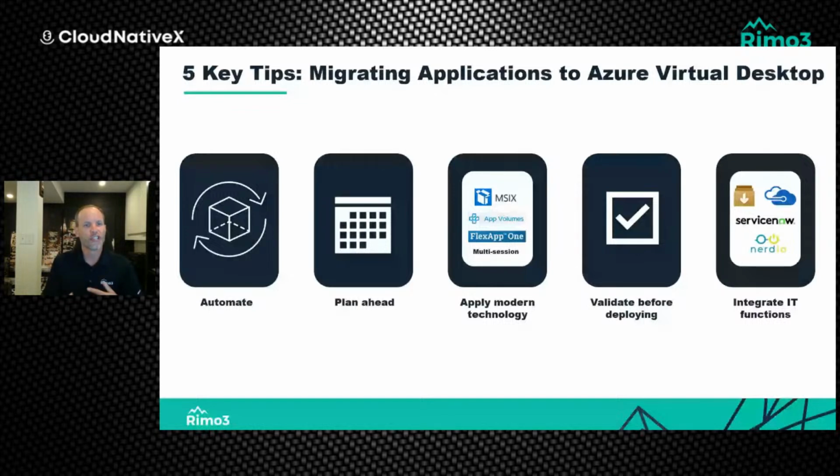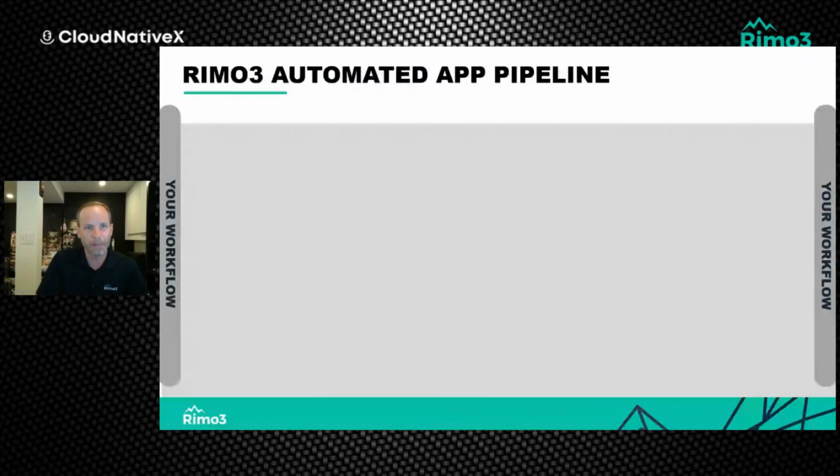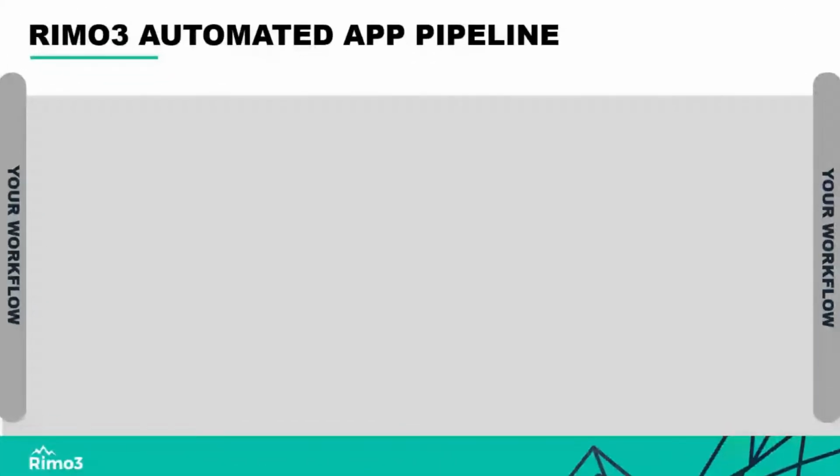And again, using automation, validating the applications for any change that may be proposed and introduced into the environment. After we've understood the 5 key tips, what I would like to do now is walk you through the Remo 3 automation platform. For those of you that are unfamiliar with Remo 3, Remo 3 is a software platform. It's native to Microsoft Azure.